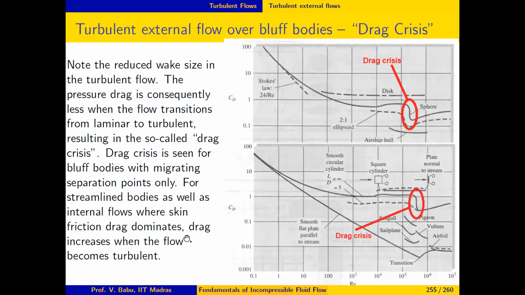However, in the case of internal flows like flow through pipes and so on, no such drag crisis is seen, because there the pressure drop is entirely due to skin friction drag. And when the flow goes from laminar to turbulent, the drag force increases.